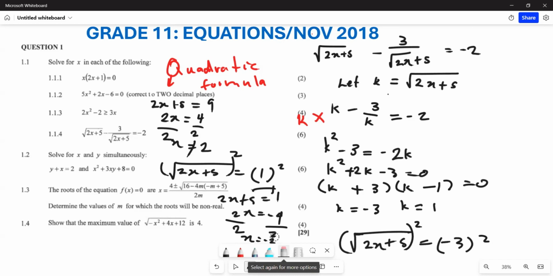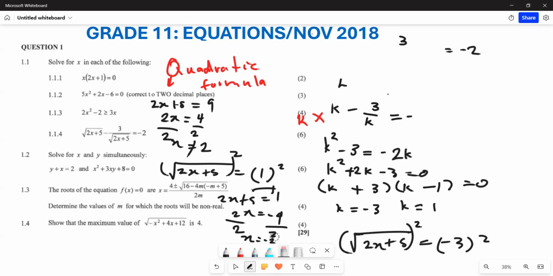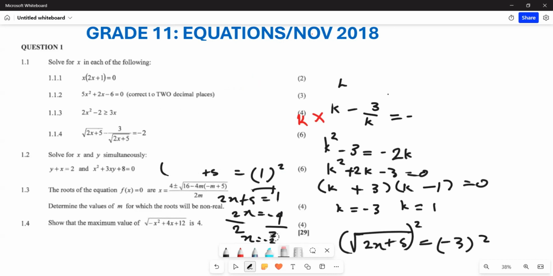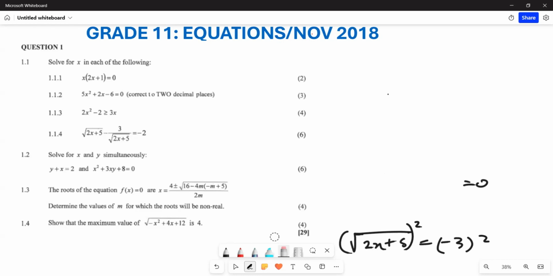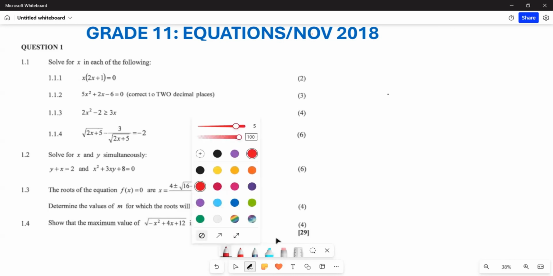Now let's move swiftly along. Now let's examine our 1.2, right, which is going to be our simultaneous equations. Now let's solve that. Now, in this one, what is it that you are going to do? Let's just check our simultaneous equation that you are given here.